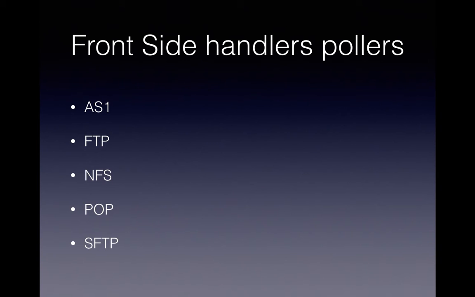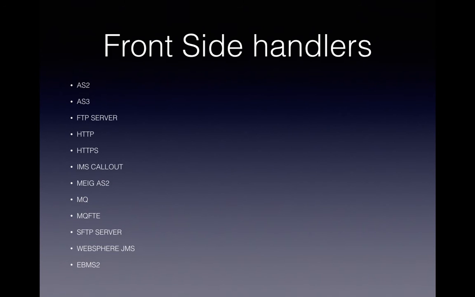Okay. The poller front-side handlers which are available are AS1, which stands for Applicability Statement 1, and FTP, NFS, POP, and SFTP. Moving on to the next slide, you will see the other front-side handlers. How these differ from the previous ones is that the server ones will always be listening for requests. That's what server means.